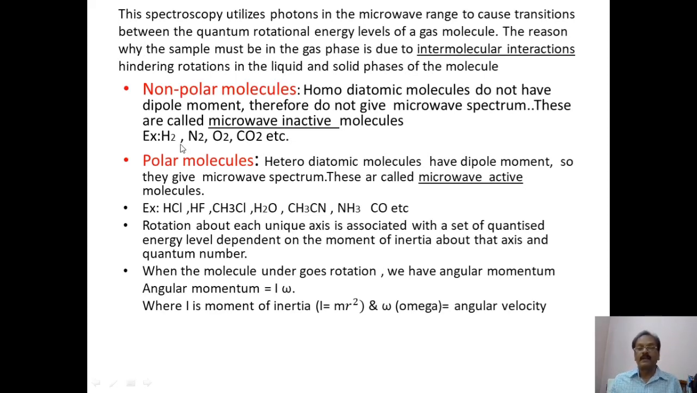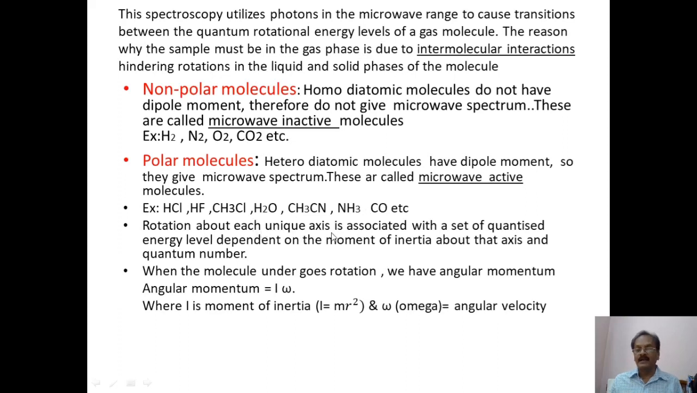But in the case of a heteroatomic molecule, the molecules have a dipole moment, so they give a microwave spectrum. These are called microwave active molecules: HCl, HF, CsCl, H2O. All these molecules are heteroatomic molecules. Because of the difference in electronegativity of the two atoms, the molecule possesses a polarity, and it causes the microwave spectrum.